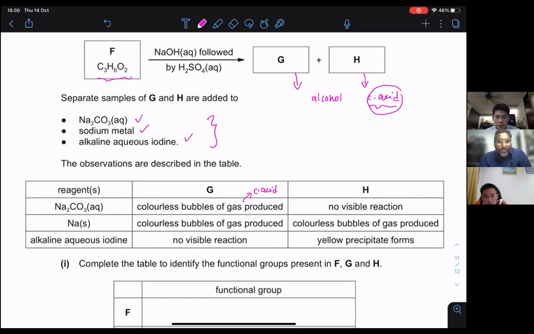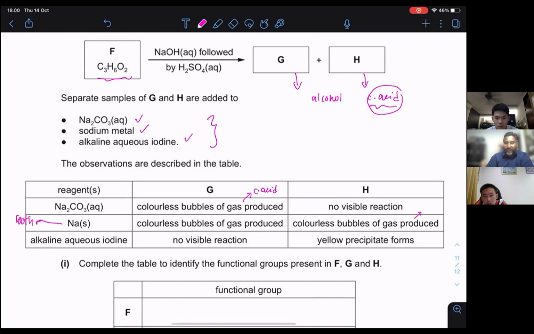And then sodium: a colorless bubble of gas is produced. Remember just now I told you alcohol can also react with metal to give you hydrogen gas. So this one also gives you a colorless bubble, and this one also produces a colorless bubble. So it can be carboxylic acid or it can be alcohol. We cannot use sodium to determine which one. Both can react.